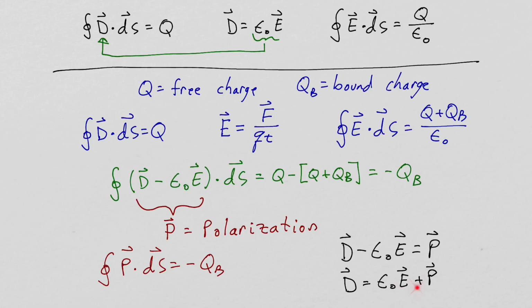So the integral of D dot dS over a closed surface is the free charge enclosed. The integral of P dot dS over a closed surface is minus the bound charge enclosed. And the integral of E dot dS around a closed surface is the total charge enclosed, the free plus bound charge, divided by the permittivity of free space.